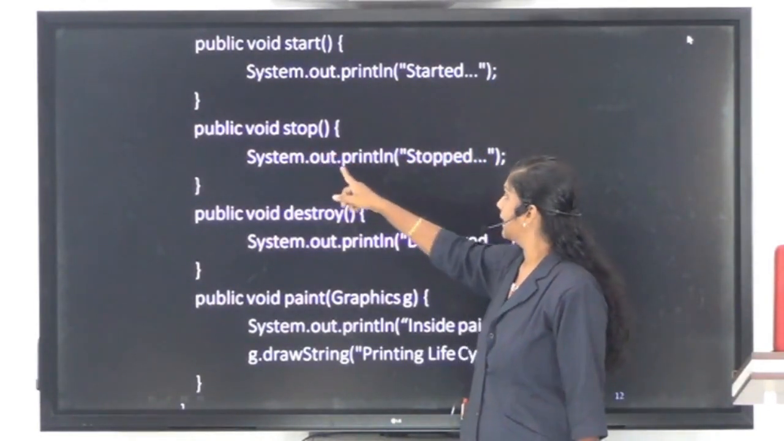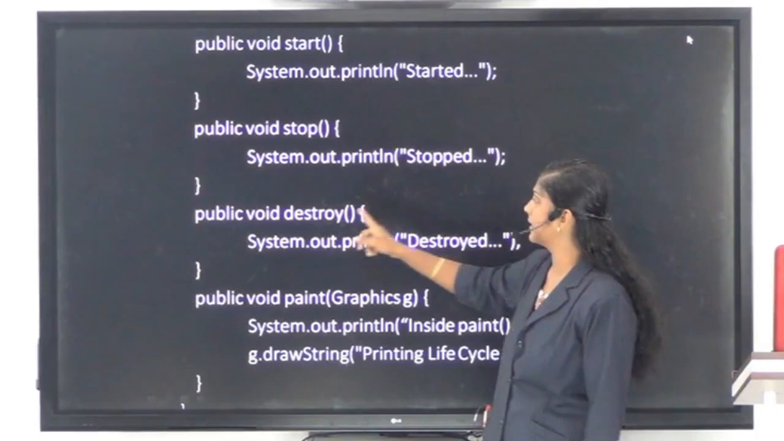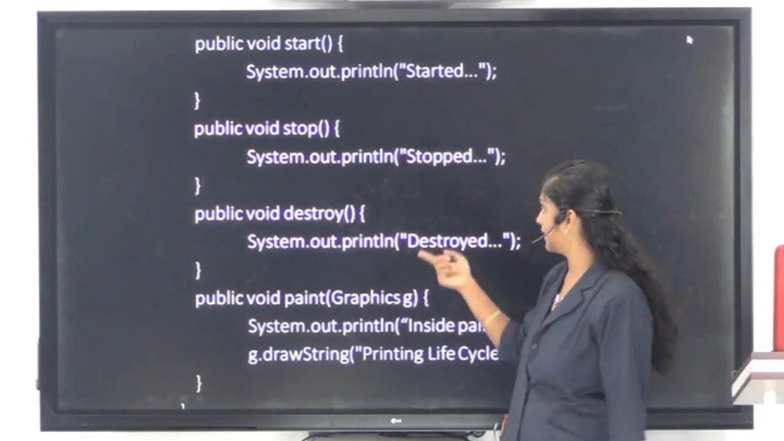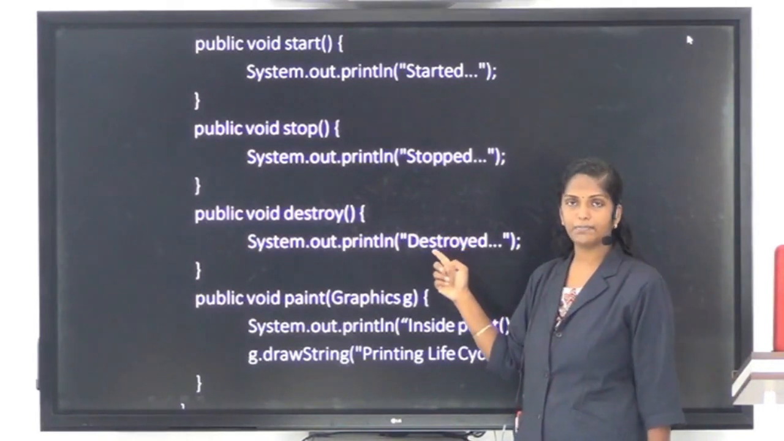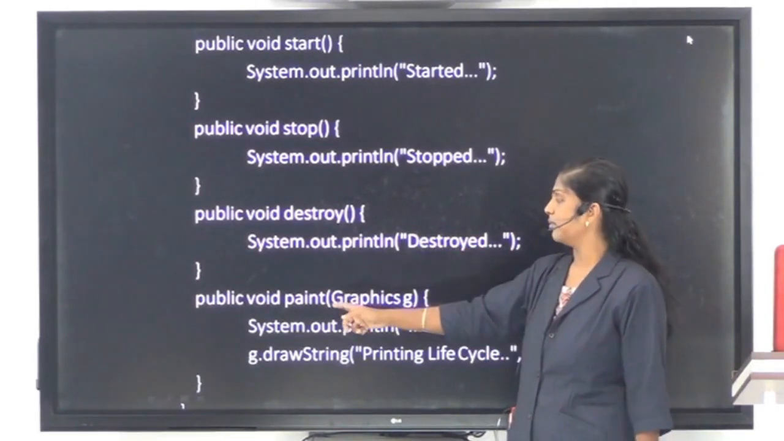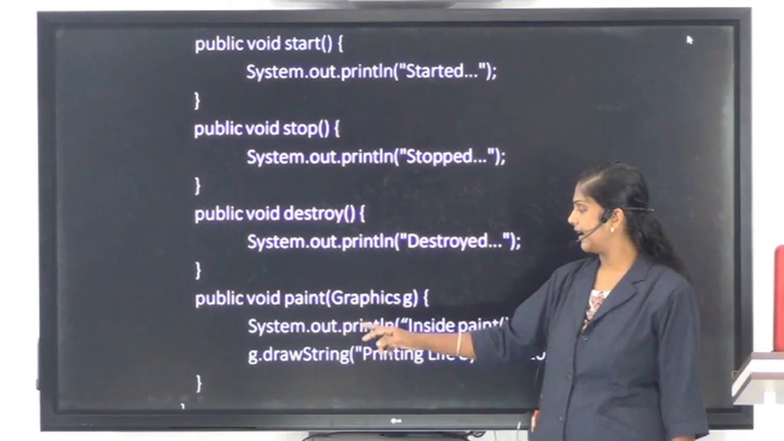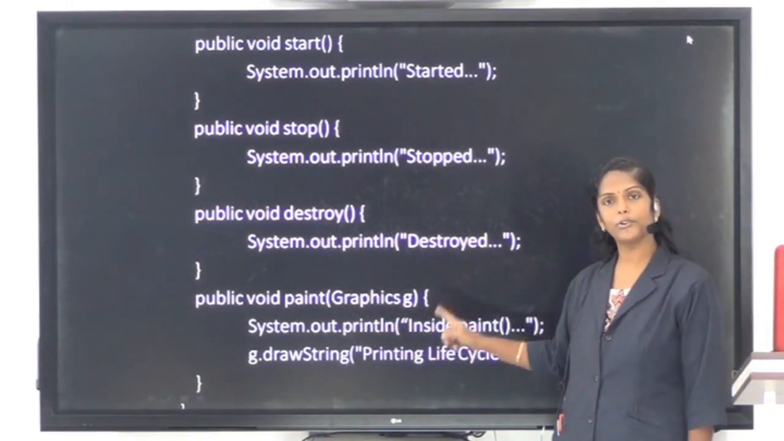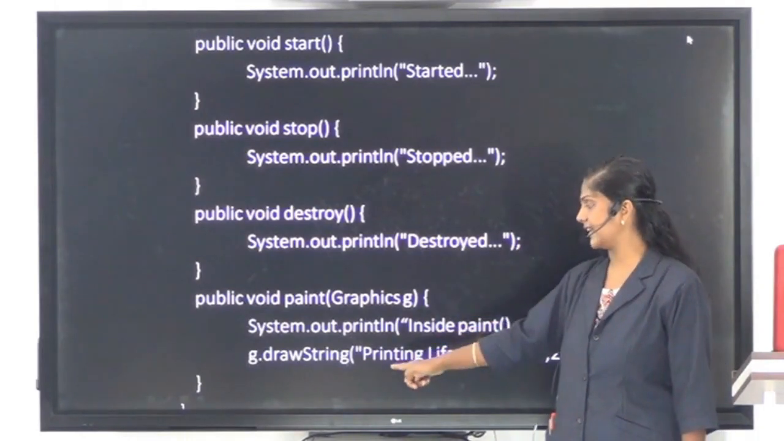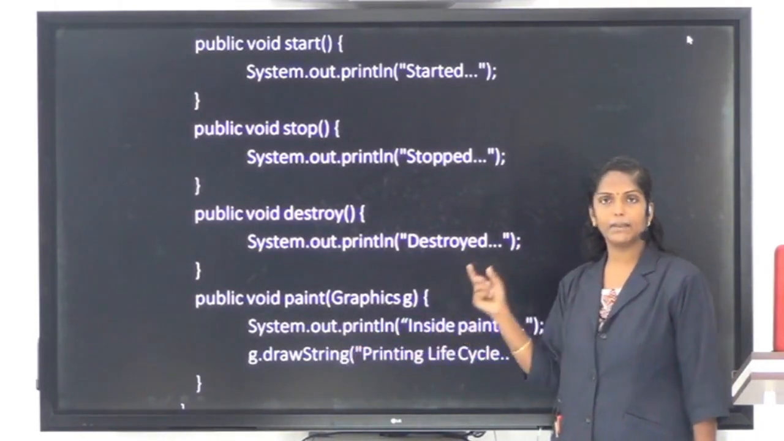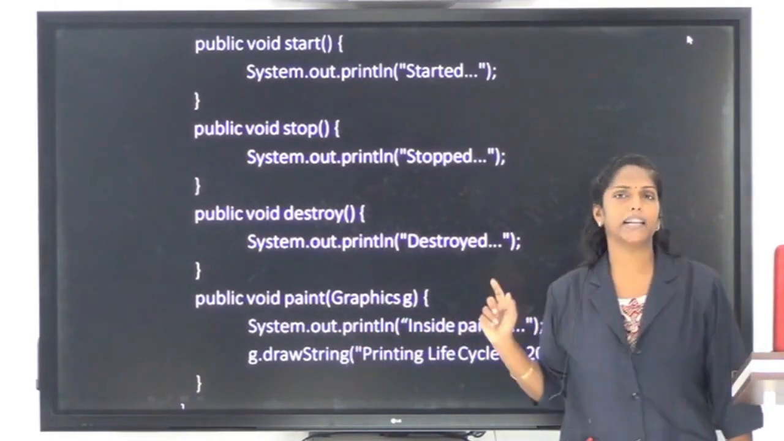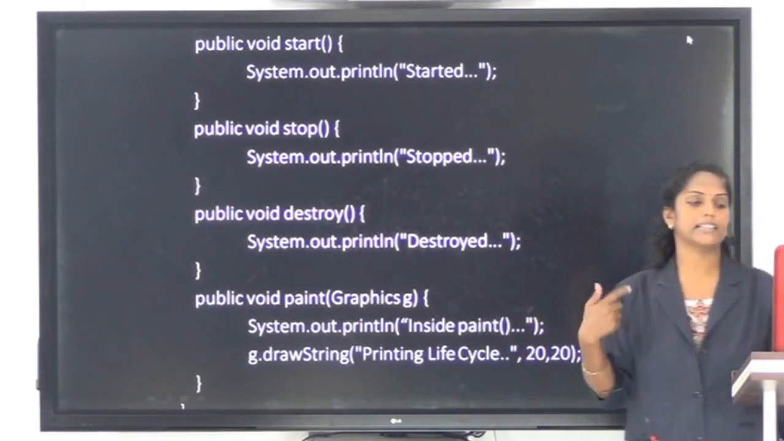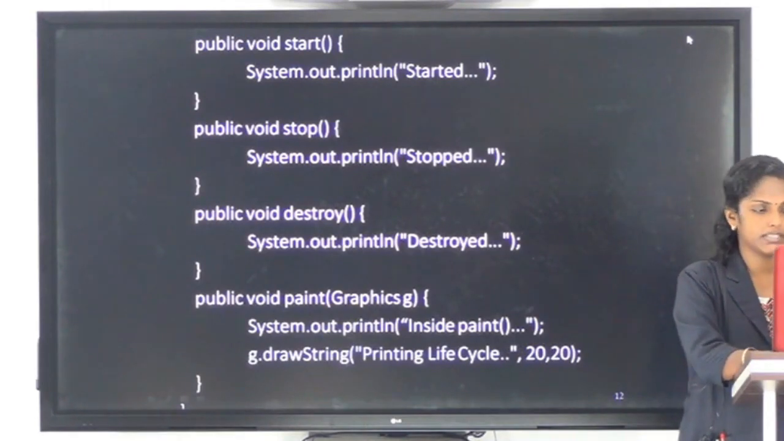Public void stop, a message is displayed as stopped. Public void destroy, this will be called only at the end when we close an applet. At that time it will display this message, destroyed. Now public void paint(Graphics g), I have given two statements here. The first statement will print the output to our console. The second statement, g.drawString, will print the output to our applet container. So let us run this program and see how the methods are getting invoked.